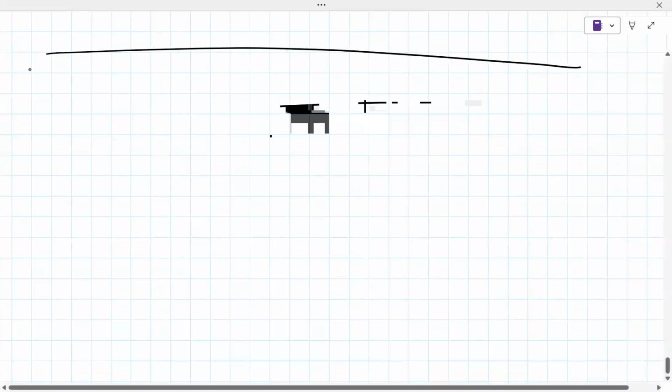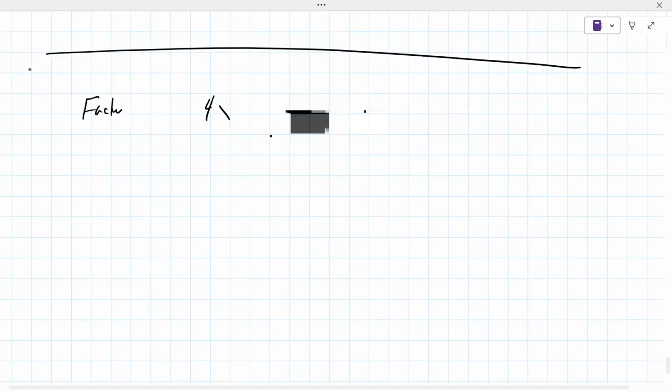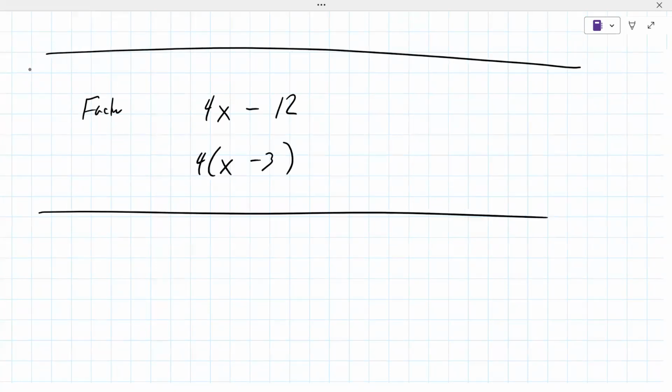So let's talk about factoring. Factor 4x minus 12. So you're going to factor a number out of both. 4 times (x minus 3). Good. Let's try another one here.